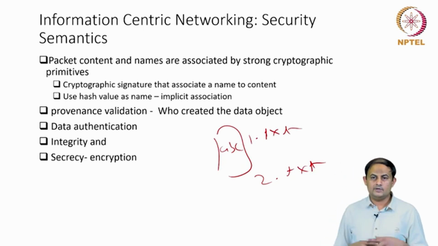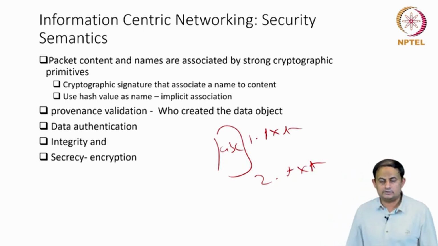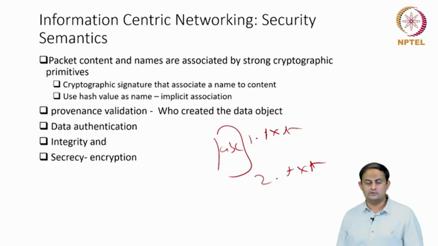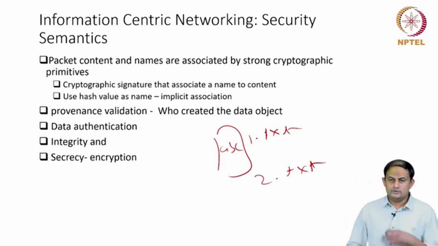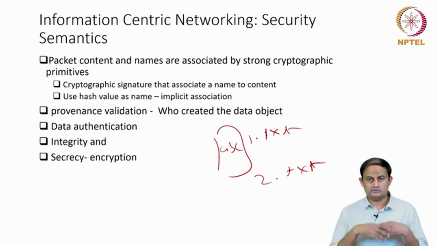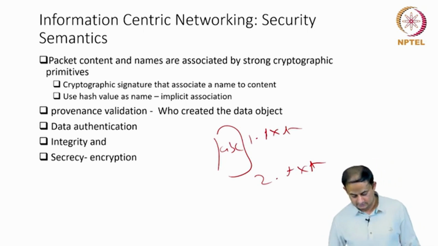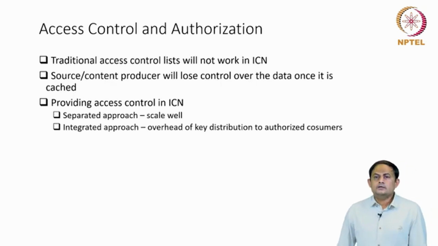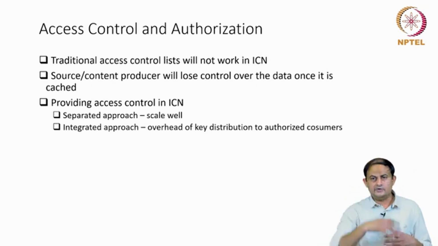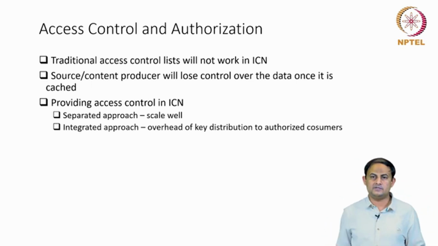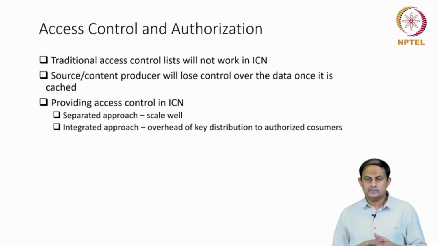So all of this can be achieved by using some sort of cryptographic mechanism, and if you want to additionally give security to the content by using encryption, I can also do that. So in effect, I want some cryptographic mechanism to achieve the security semantics that I want in information centric networking. Now these are some of the features that we require, and we broadly looked into what mechanisms we can use to achieve those semantics.